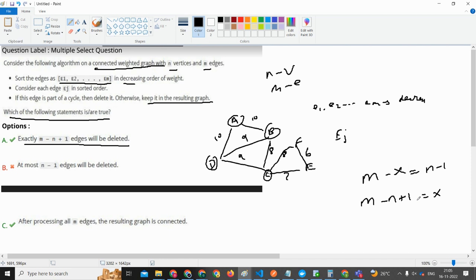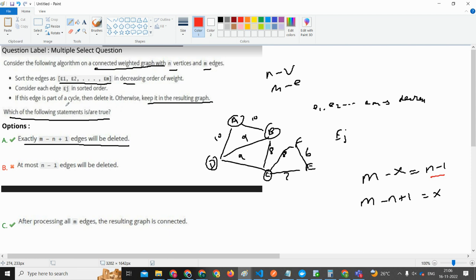So do you guys understand what is happening? You keep deleting until you have n minus 1 edges. So that's what he's written. You have m. How many will you delete? You delete until it is equal to n minus 1 edges, right? Okay, so then you just rearrange. And we know that if you keep on deleting the edges which are trying to form a cycle, then it will end up with a tree, right?